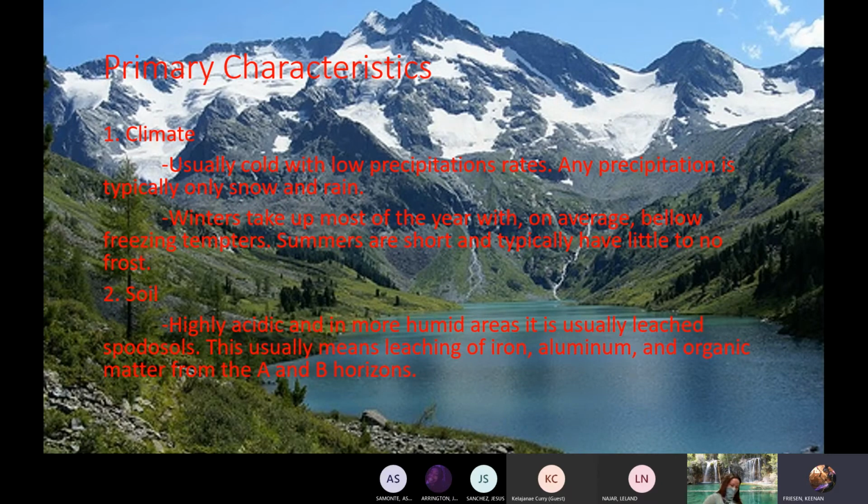Winters are a large majority of the year and usually have below freezing temperatures. Summers are also short and have little to no frost in them. The soil is also highly acidic, and in more humid areas is usually leached spodosols. This usually means leaching of iron, aluminum, and organic matter from the A and B horizons.